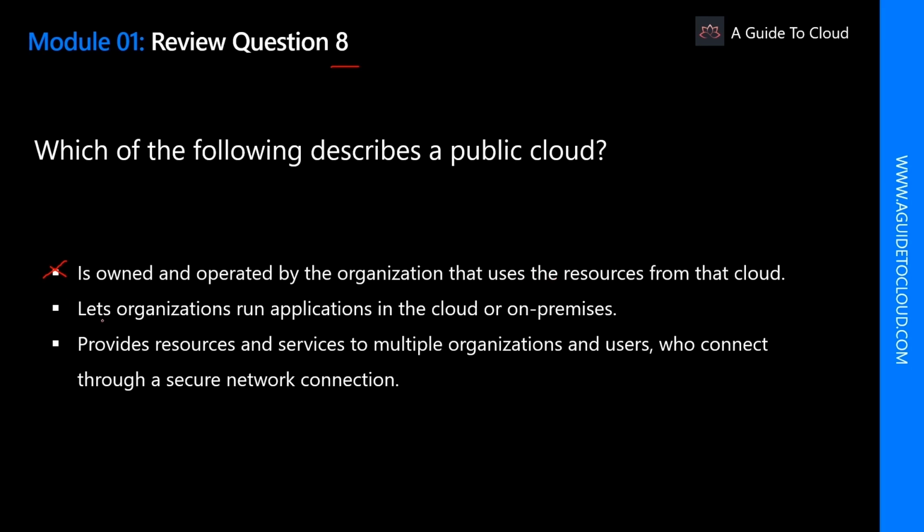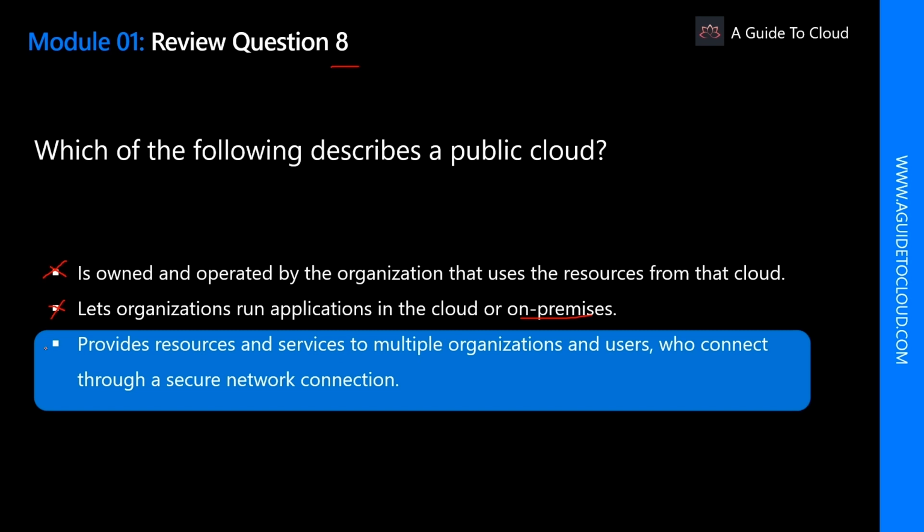So public cloud lets organizations run application in the cloud or on premises. Absolutely wrong, because public cloud will not allow organizations to run application on-prem. It only allows them to run on the cloud. The last statement is public cloud provides resources and services to multiple organizations and users who connect through the secure network connection. Absolutely right.